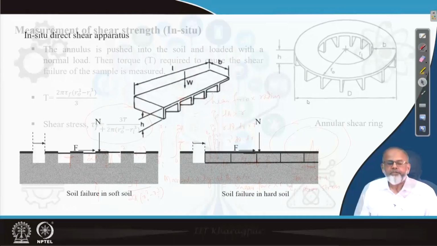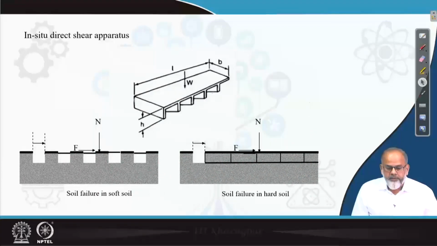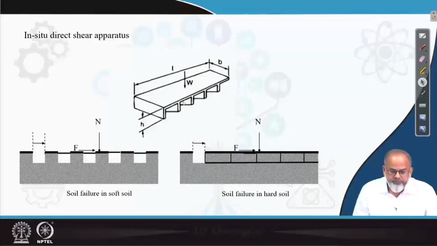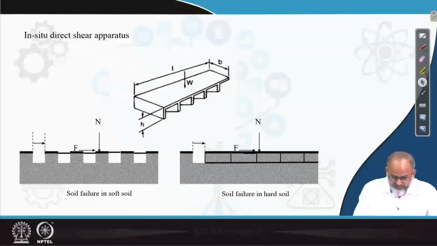Next is the in situ direct shear apparatus. It is a rectangular plate with fins at the bottom. This has to be pressed into the soil and then moved forward. What we measure here is the weight which we apply and the corresponding area on which this weight is applied.